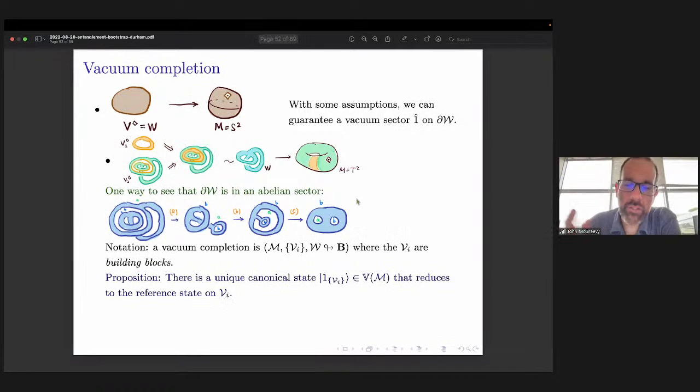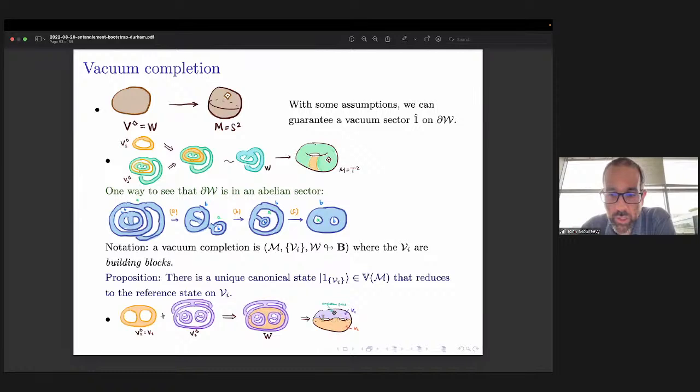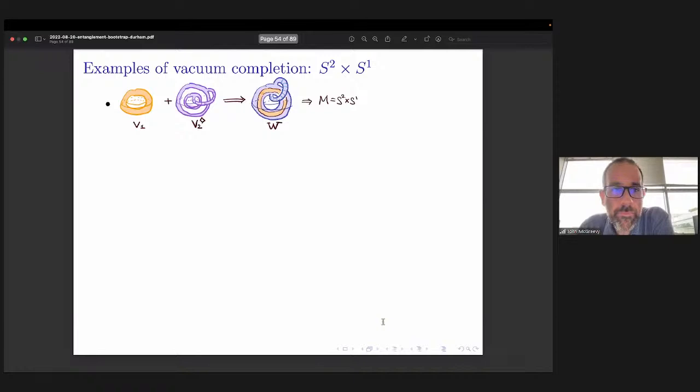Okay, and there's this notion of building blocks, ingredients from which we can construct closed manifolds in this way, and that comes with a guarantee that there's a unique canonical state which is essentially just the vacuum. It's a vacuum on the closed manifold associated with that particular decomposition, and it's guaranteed to reduce to the reference state on these parts. And so here's a similar construction of the genus 2 surface, right? Analogous to this picture, making the genus 2 surface out of some parts where we can guarantee that we can fill in the holes. Okay, so that was in two dimensions.